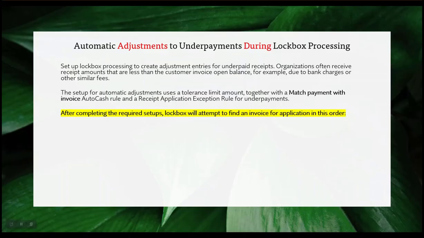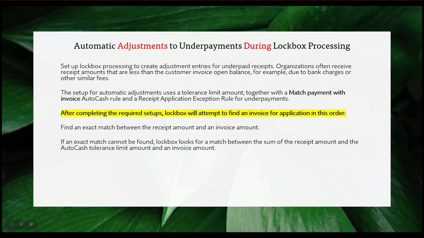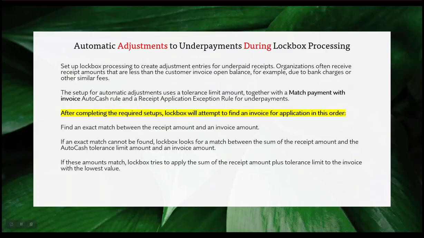After completing the required setup, Lockbox will attempt to find an invoice for application in this order. Find an exact match between receipt amount and invoice amount. If an exact match cannot be found, Lockbox looks for a match between the sum of the receipt amount and the auto cash tolerance limit amount, and an invoice amount. If these amounts match, Lockbox tries to apply the sum of the receipt amount plus tolerance limit to the invoice with the lowest value. If there are two or more invoices with the same amount, Lockbox applies the receipt to the invoice with the oldest due date.